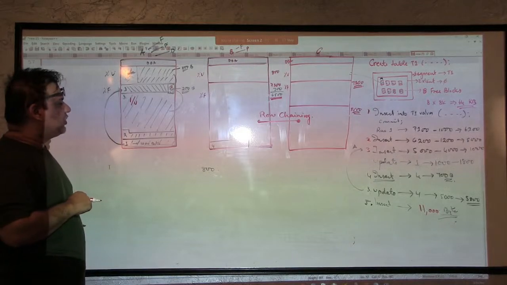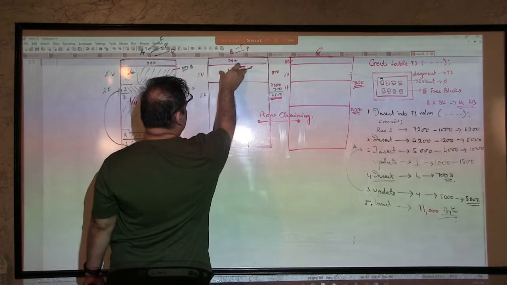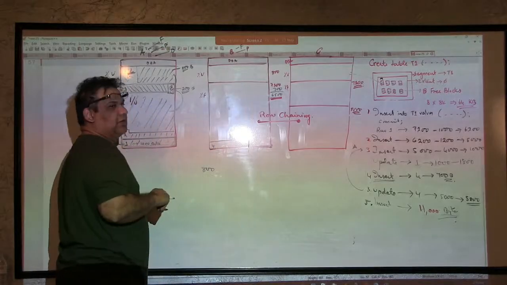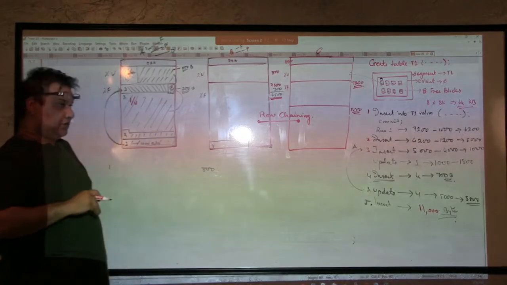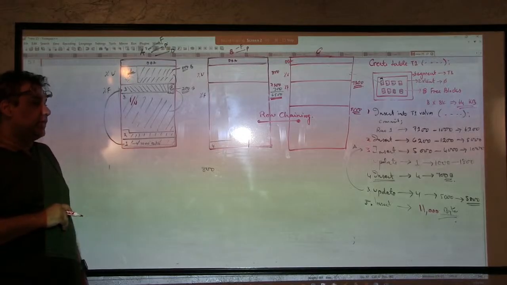But for the row chaining, do you think it will take this entire space, or do you think it will still keep it as free? Free, that's free. Still keep it as free, because that is a new insert, not an update.